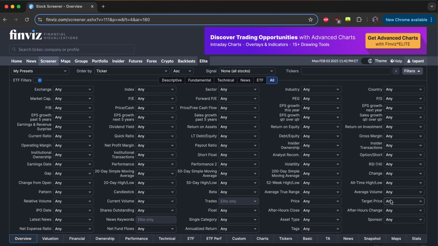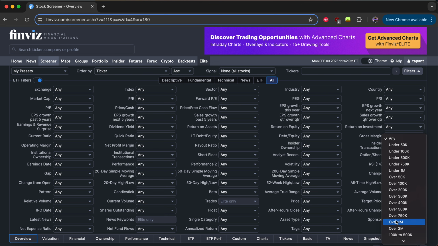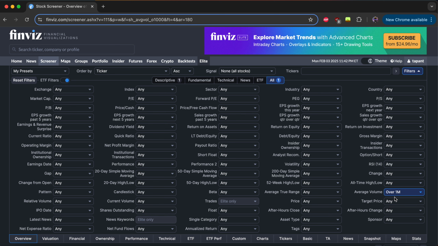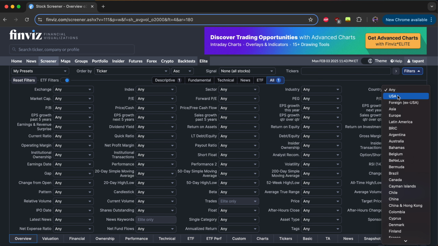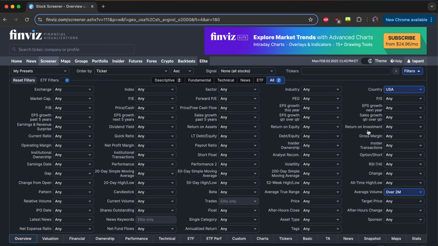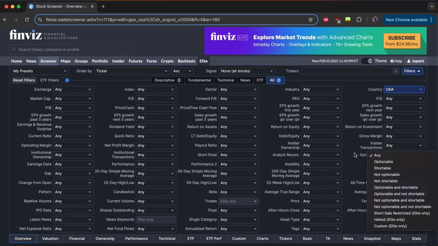I'm not sure if you can see my mouse, but right here, average volume, and we want to go over a million because that's a pretty good amount of trading on a single day. But if you want even more than that, I know some people like more than that. I'd go over 2 million, and because we're trading U.S. based stocks, I would filter out Chinese stocks and all that stuff because they really don't move in the U.S. session. They move overnight, which is kind of hard to trade. So I would change the country to U.S. Then when it says option short, I would change it to optionable.